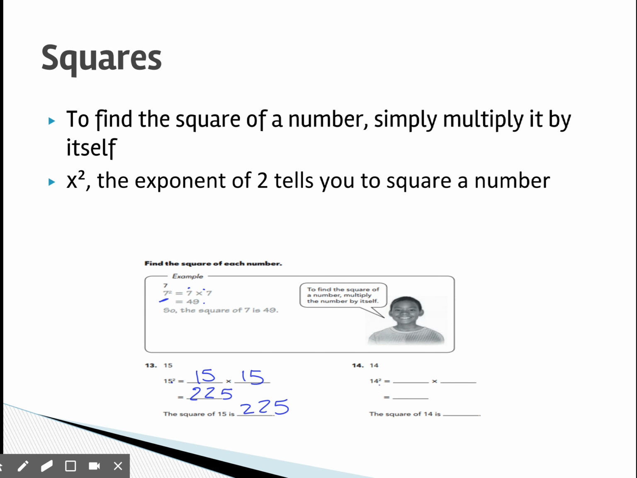Number 14, again, we're squaring, we're just multiplying it by itself. 14 times 14. That equals 196. So the square of 14 is 196.